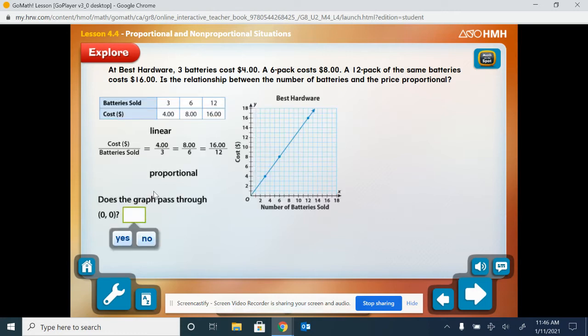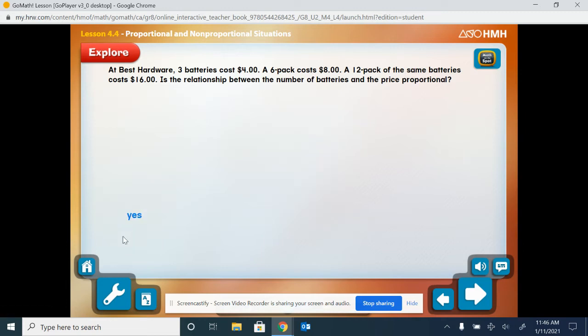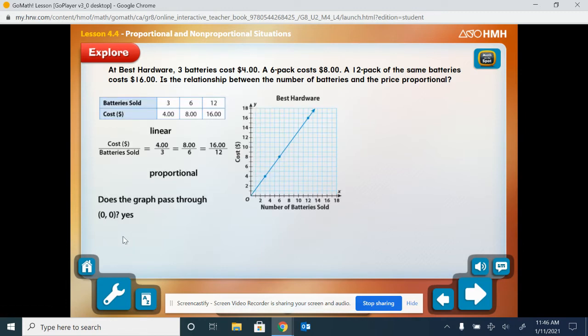Draw a line through the 3 points. Does the line pass through the origin? Yes, it does pass through the origin, so it is proportional again. That's correct. The line does pass through the origin. The relationship is linear, proportional, and the line includes the origin. Any questions? Let me know.